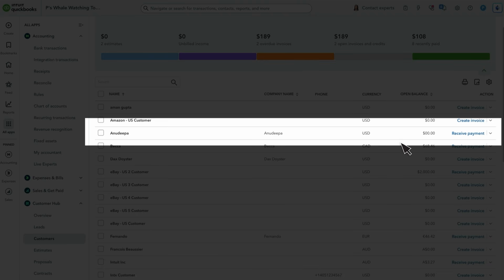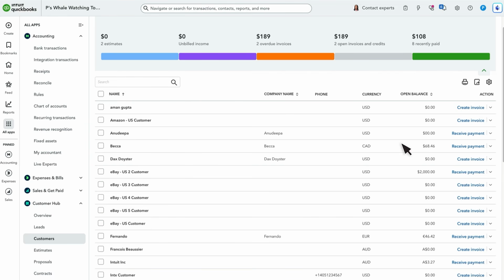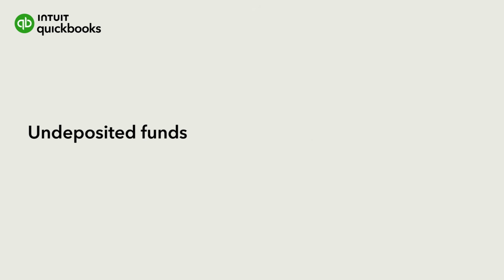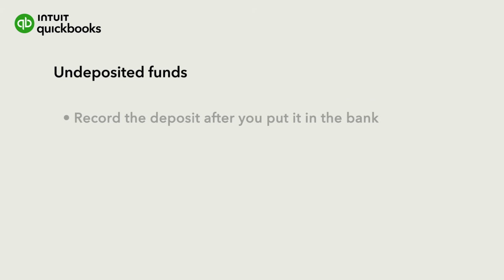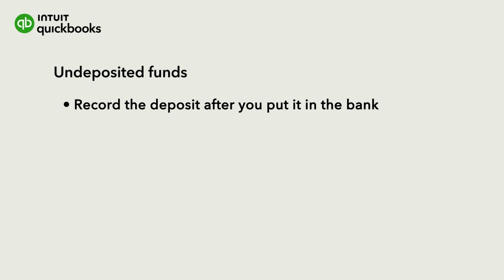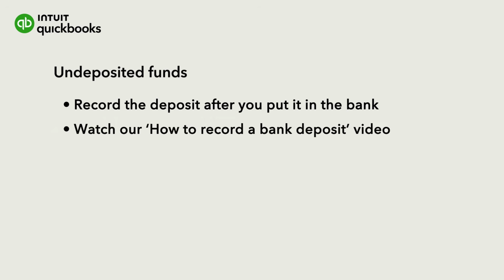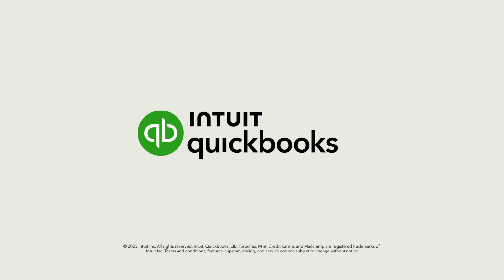Now this customer has a $0 balance since they paid their invoice. If you recorded the money going directly into a bank account, you're done. But if you used undeposited funds, you'll need to record the deposit after you put it in the bank. To see this process, watch our video on how to record a bank deposit. Now try recording an invoice payment of your own.